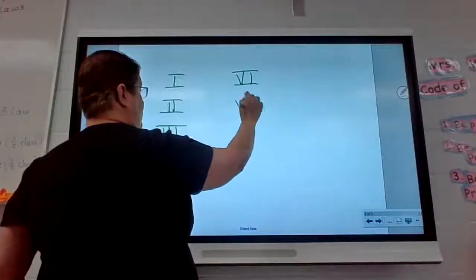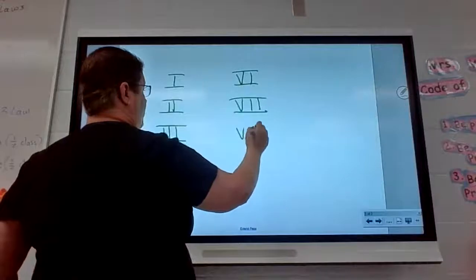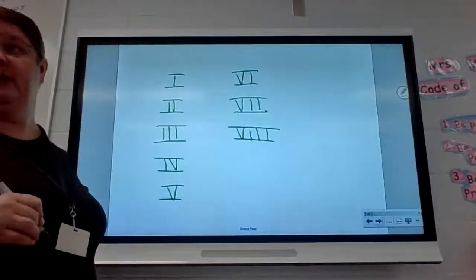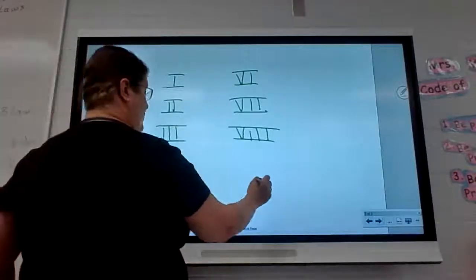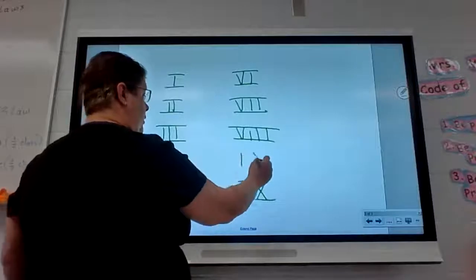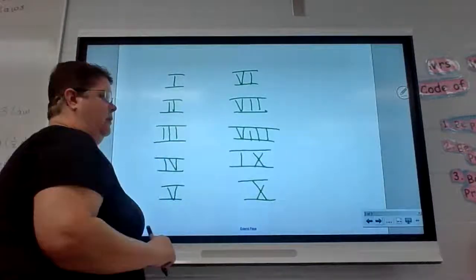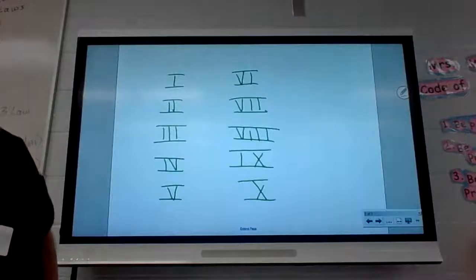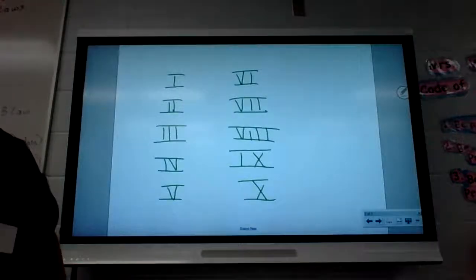2 after the 5 is 7. 3 after the 5 is 8. Now for 10 is an X. So if you want 9, you put a 1 before the 10 to get 9. I will tell y'all, you're not going above 8. Really, you're not going above 7. So if you have something above 7, you need to start thinking alarm bells. Because y'all are not really going above 7.